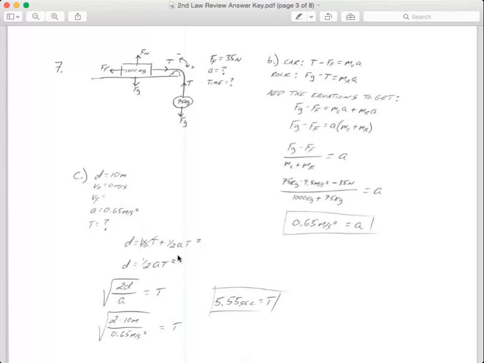It's normally a quadratic, but since V naught is 0, it cancels, leaving me with just D equals 1/2 AT squared. I move my 1/2 over by multiplying by 2. That's why I have a 2 times D. I divide by the acceleration. And in order to get rid of that little squared, I have to do the square root. Plug in my numbers, 2 times 10 meters, divided by 0.65 meters per second squared. Take the square root, and they have a little over 5.5 seconds to hit the brakes. Otherwise, they're not going to have a very good night.